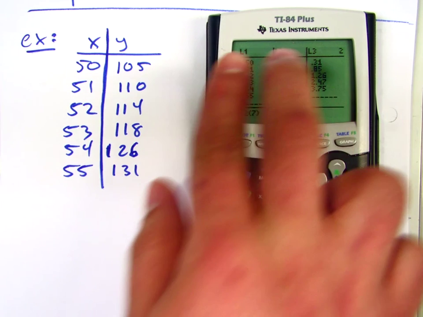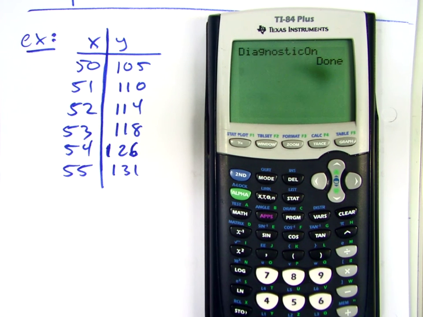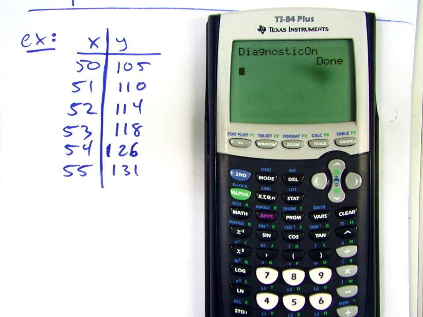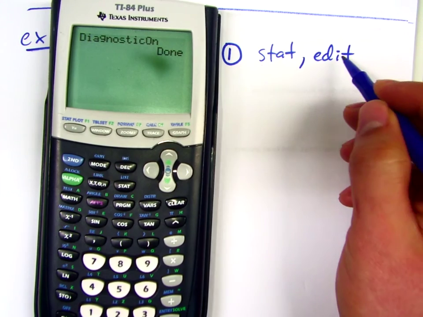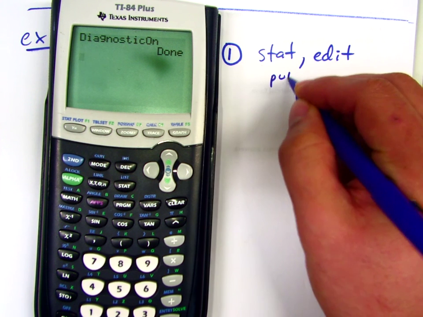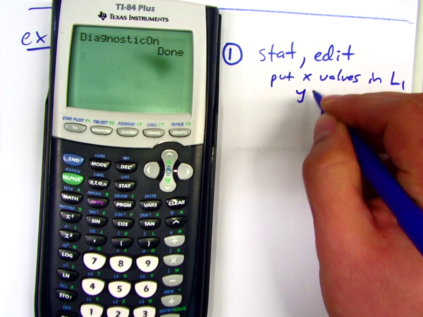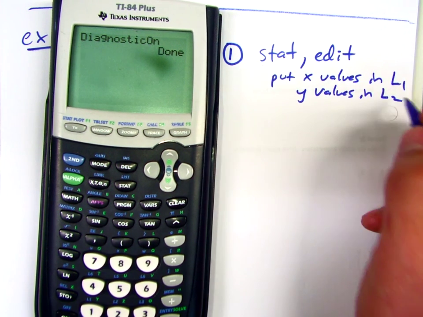Does everybody have this information put in there? Is everybody good to go? Okay. Quit. Second mode. That's the quit option. You should be back on the home screen. So far we've gone to stat. We went to edit, and we put the X values into L1 and put the Y values in L2. That's all we've done so far.